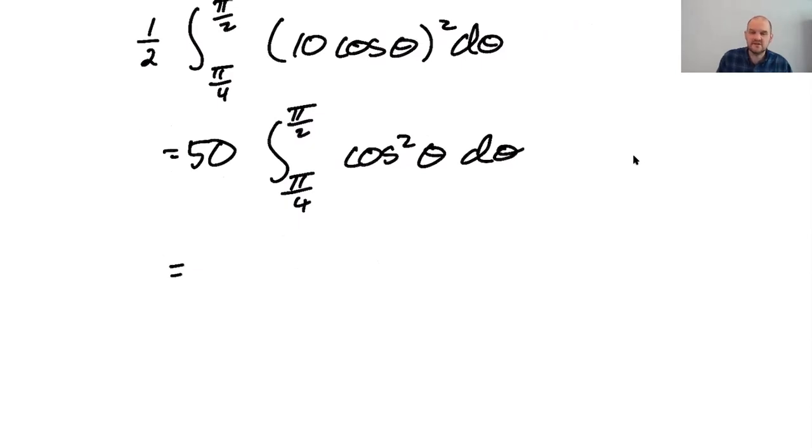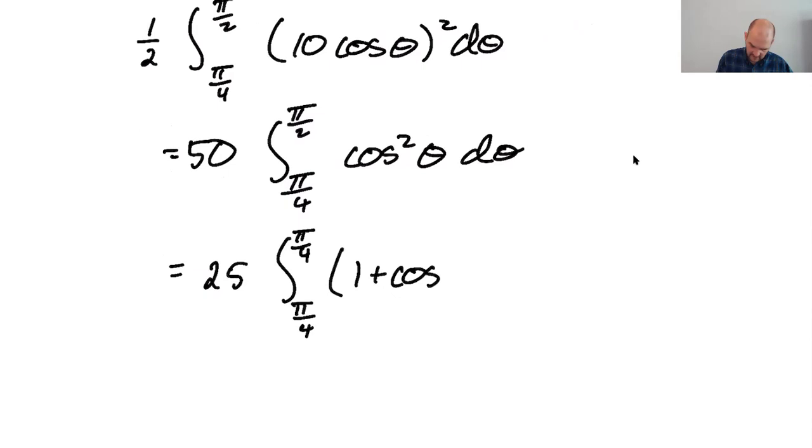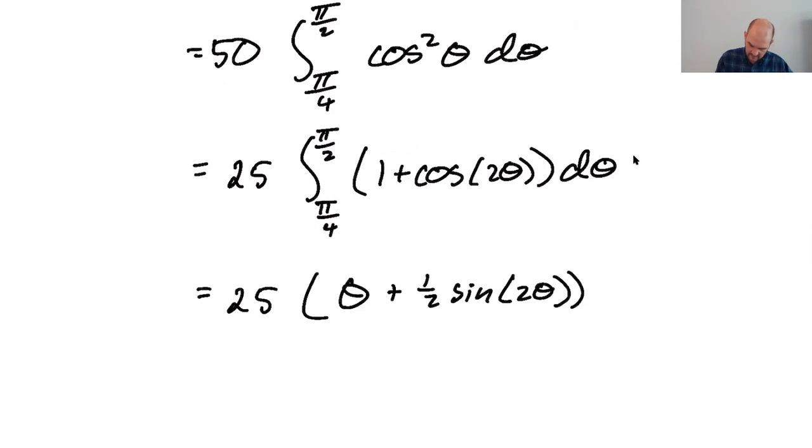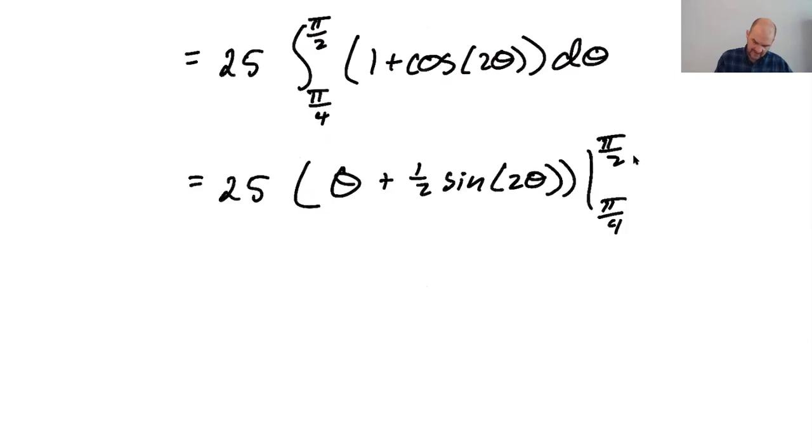Cosine squared is 1/2 times 1 plus cosine 2 theta, so this will become 25, because of the 1/2, and then I'll get 1. I know that that's wrong. I'm going to fix it, change that to the 2 that it's meant to be. Okay, so we get 25 times theta plus 1/2 sine of 2 theta, from pi over 4 to pi over 2. Now we have to plug in.